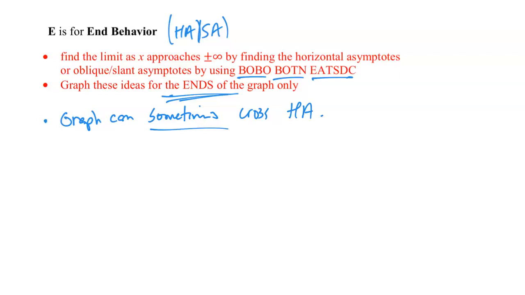For horizontal asymptotes, a graph can sometimes cross the horizontal asymptote, but what you do know is that at the ends of the graph, either on the left end or the right end, negative infinity or positive infinity on the x-axis, the graph is going to approach that horizontal asymptote. But somewhere around the origin, not at the ends, you might cross a horizontal asymptote. That might happen sometimes. Not necessarily all the time, not necessarily never, but sometimes you may cross a horizontal asymptote.